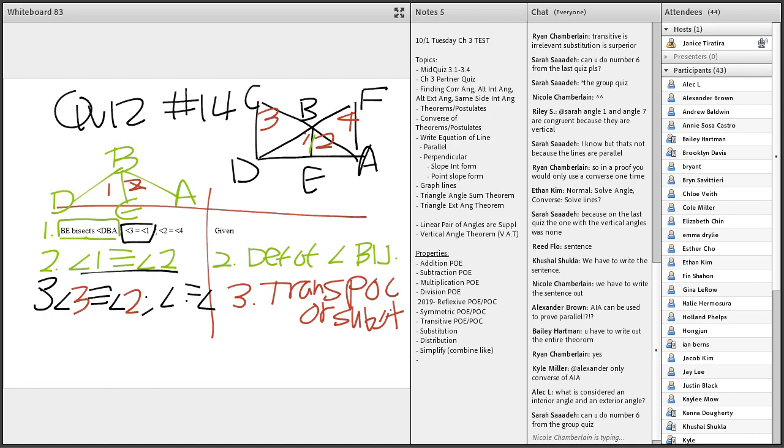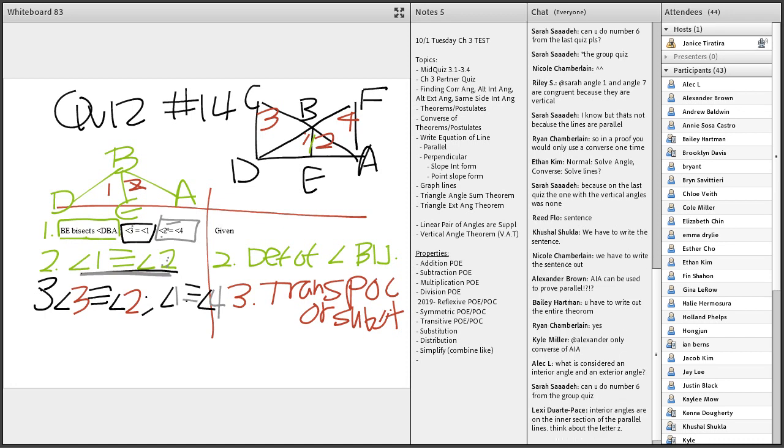Okay, but now there's one last given. So I'm going to highlight this one in gray. So using angle 2 is congruent to angle 4, and this other one right here, can't we get rid of the 2's, right? So that means the 2 gets replaced, and we have angle 1 is congruent to angle 4.